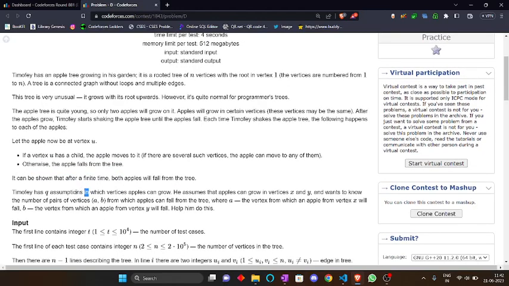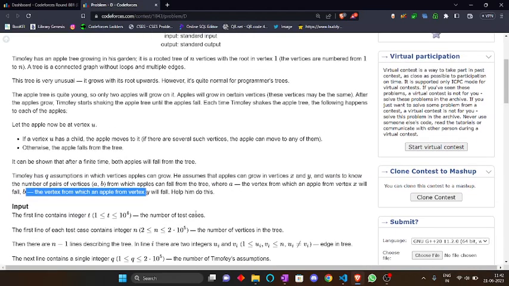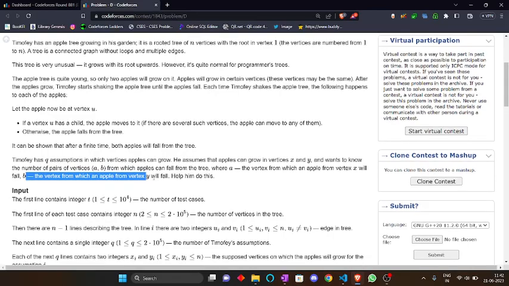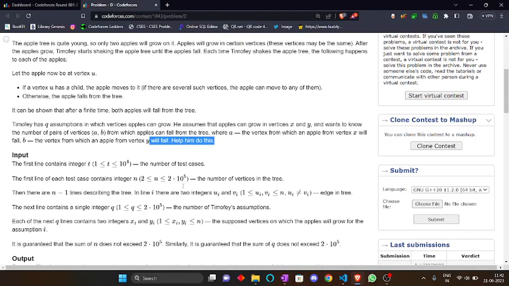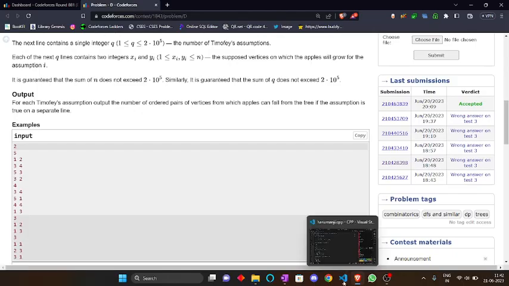the tree. Timofey has a few assumptions about in which vertices apples can grow. He assumes that apples can grow in vertices X and Y, and he wants to know the number of pairs A, B from which the apples can fall: the vertex from which the apple from vertex X will fall is A, and the vertex from which the apple from Y will fall is B, respectively. Help him to find it. So let's understand the problem.